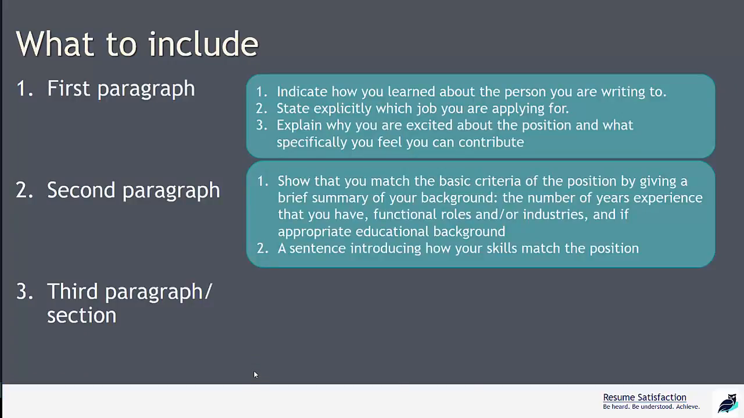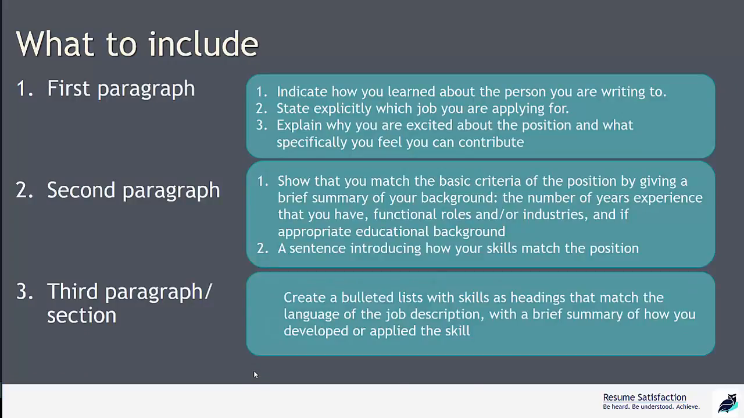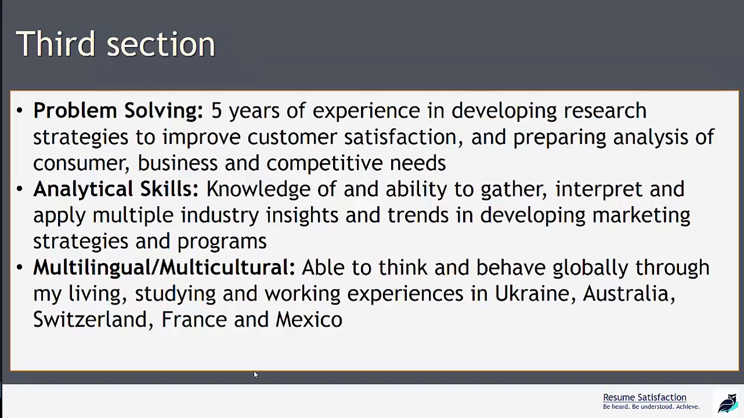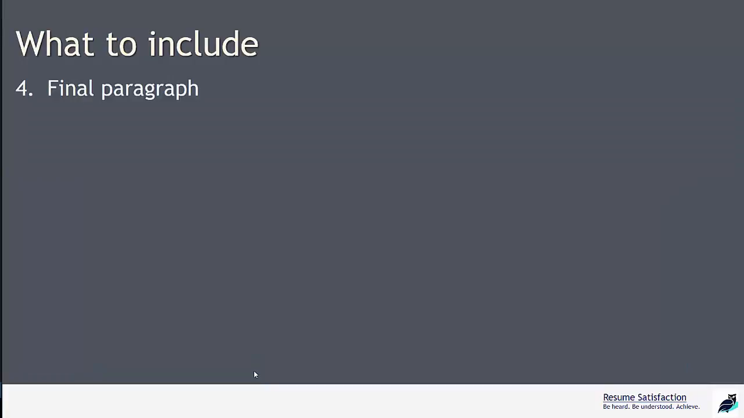The third paragraph or section is a bulleted list with skills as headings that match the language of the job description, with a brief summary of how you developed or applied the skill. So here we have problem solving, analytical skills, multilingual, multicultural, right? Very easy to see, oh, this is what she has, this is how she matches.